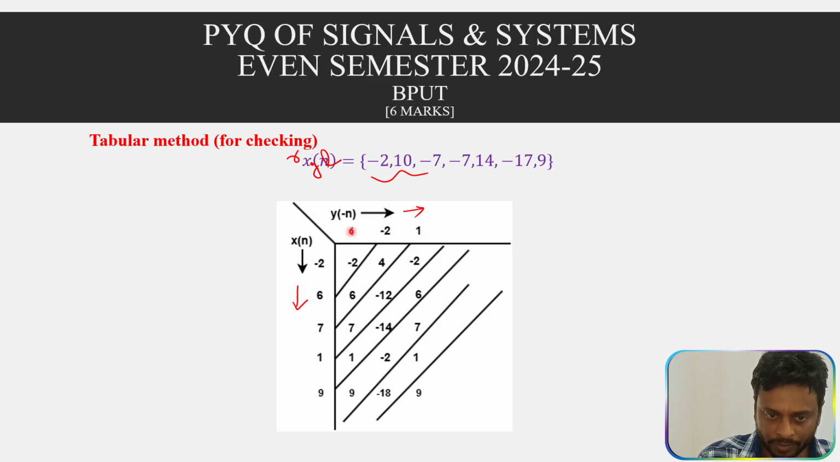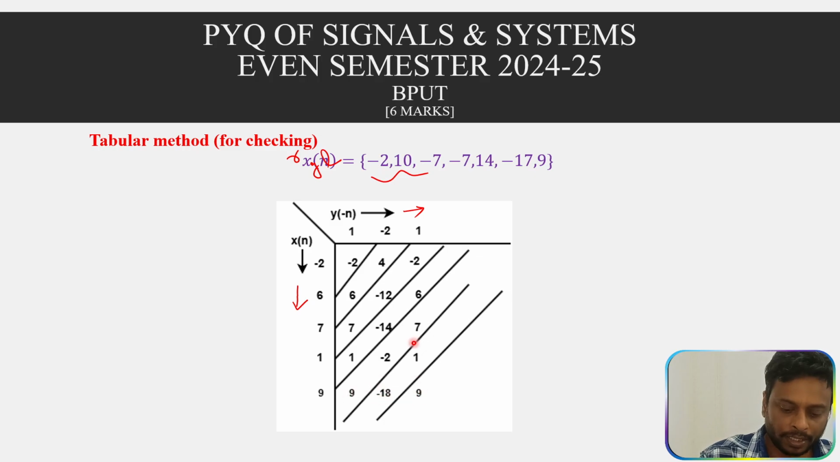So -2 will multiply with all these three. So -2 that will be -2, 4 and -2. Okay. Similarly, this 6 will multiply with all of these. So 6, -12 and 6. Then 7 it will be 7, -14, 7. Then 1, -2, 1. Then 9, -18, plus 9.